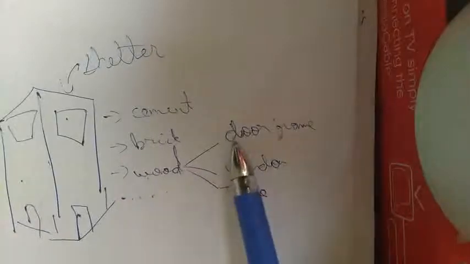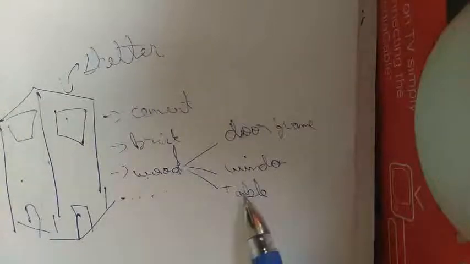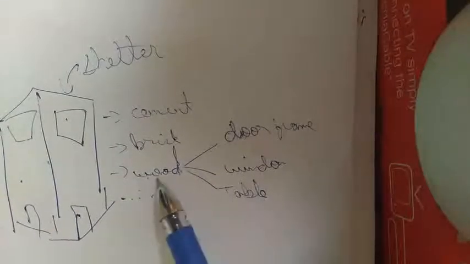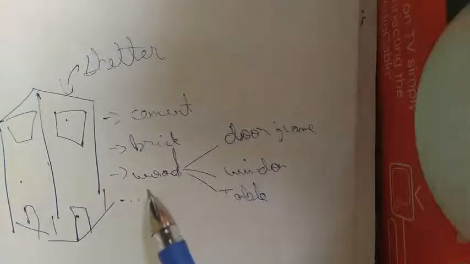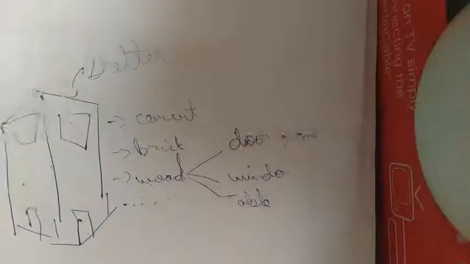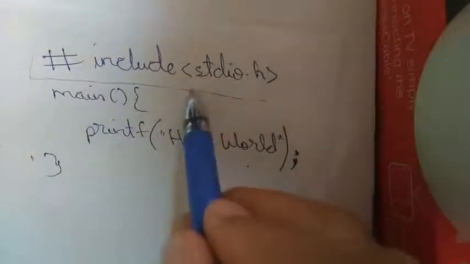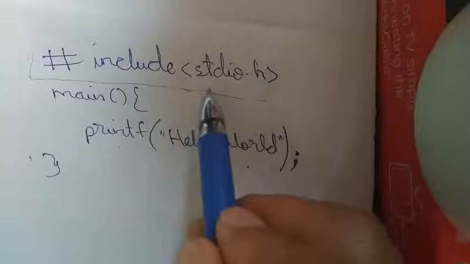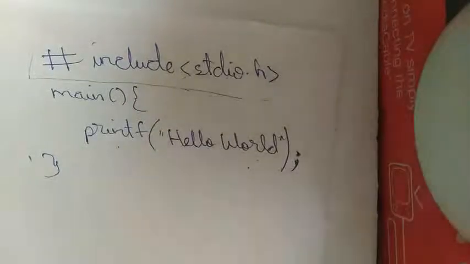So if you want to use the door frame, you just take the door frame from the wood and put it here. If you want a table, you have a table, because you already bought the wood, and the table comes with the wood. In the same way, there are different kinds of functions, and you can look them up afterwards. So hash include stdio is one. There's also hash include math.h, so you can use all the functions which math.h comes with.